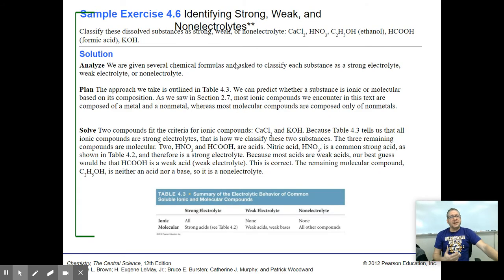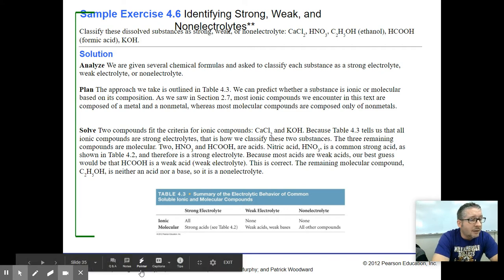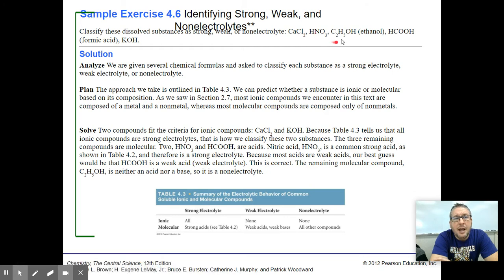Now we have to identify whether a substance is going to be a strong, weak, or non-electrolyte here. So let me get my little pointer. Here we have calcium chloride, nitric acid, ethanol, formic acid, and potassium hydroxide. Okay, so let's look at these substances. Calcium chloride is an ionic substance. Therefore, we should expect it to be a strong electrolyte.